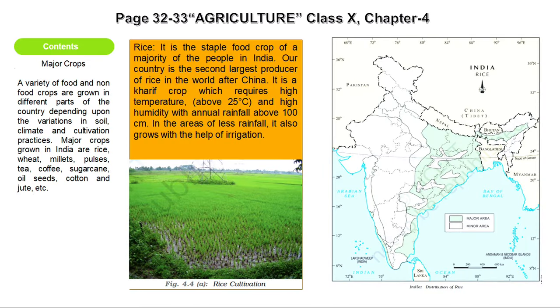And what is happening is that there is very little time left after harvesting the kharif crop, that is rice, and sowing the rabi crop. So what happens in the fields of Punjab or Western India? The stubble is left and it is burned.